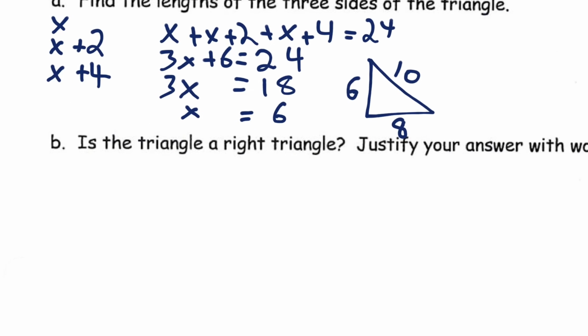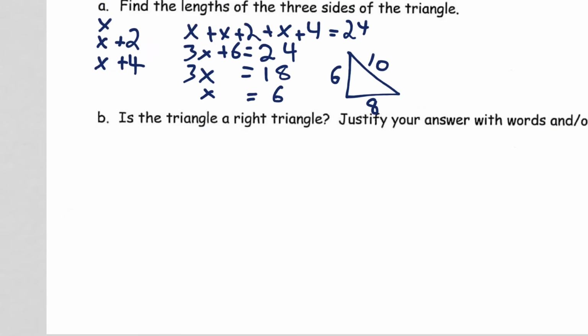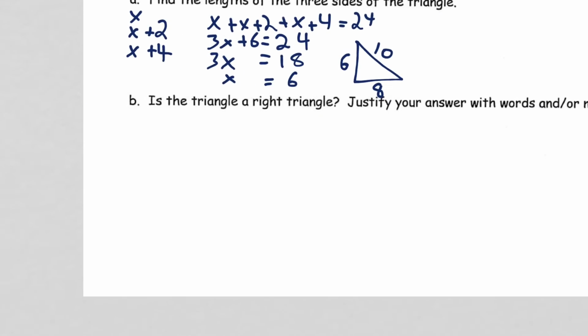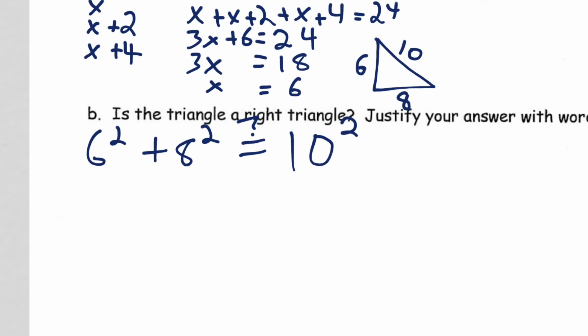And then we have to answer the question, is the triangle a right triangle? Justify your answer with work and or words. So let's see, we get 6 squared plus 8 squared. Does that equal 10 squared? If the answer is yes, it's a right triangle. If the answer is no, it's not a right triangle.